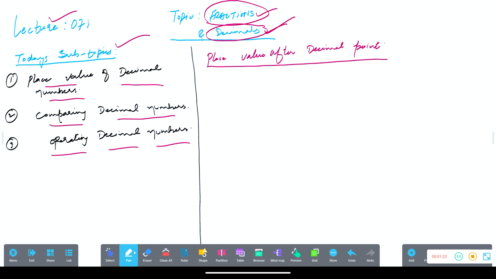Now, without wasting time, let me come to the first topic, that is place value. First of all, you should know what is actually meant by place value. Place means a location, and value means what its value will be there, how valuable it will be there. What kind of value the place will have. I will give an example.